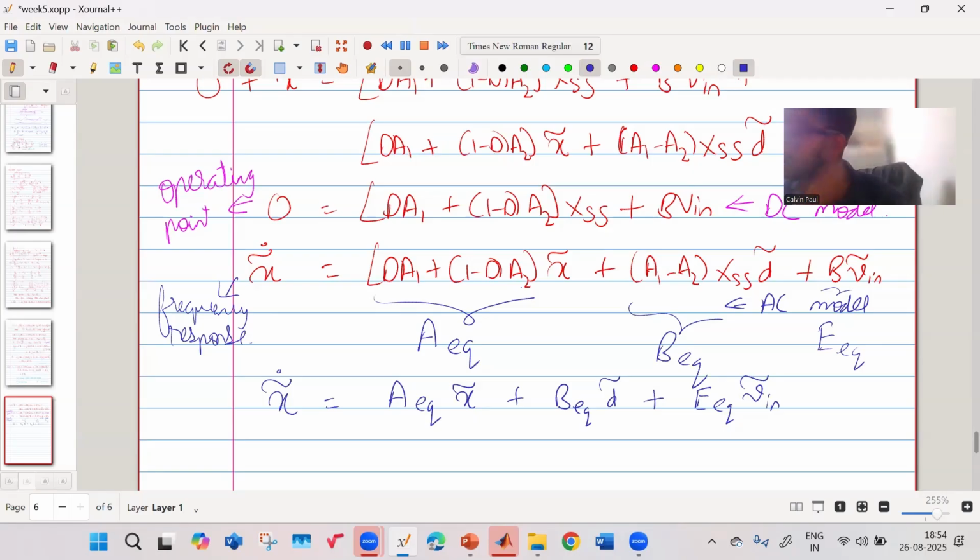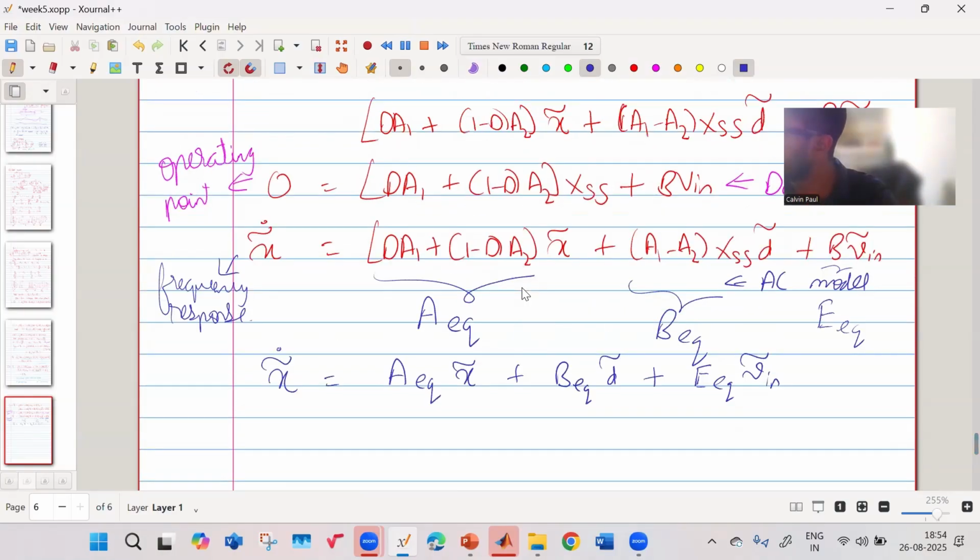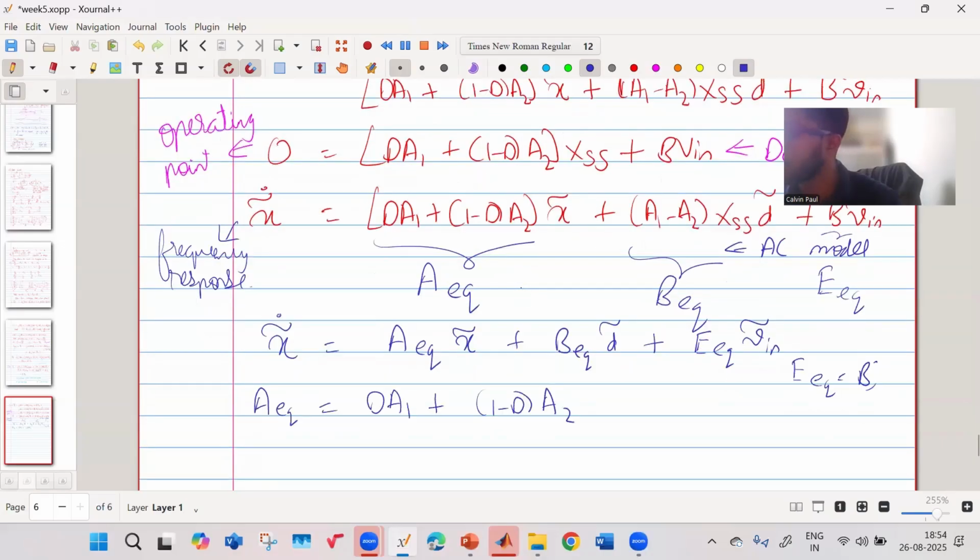Now we have done all this. What we have to do now is find, in our case E equivalent is simple. We know E equivalent is equal to B, but we have to find A equivalent. Okay. So can you do D into A1 plus 1 minus D into A2? What does it become? Can anyone do it and tell me?